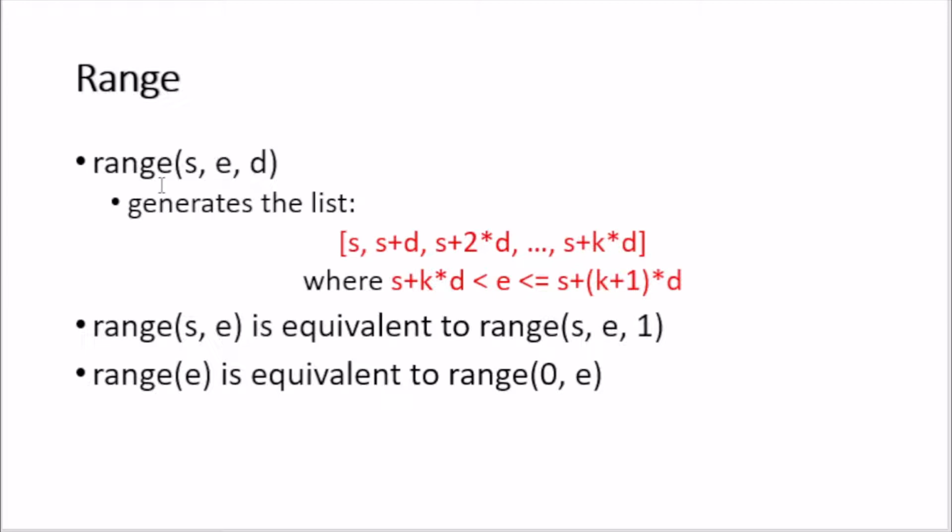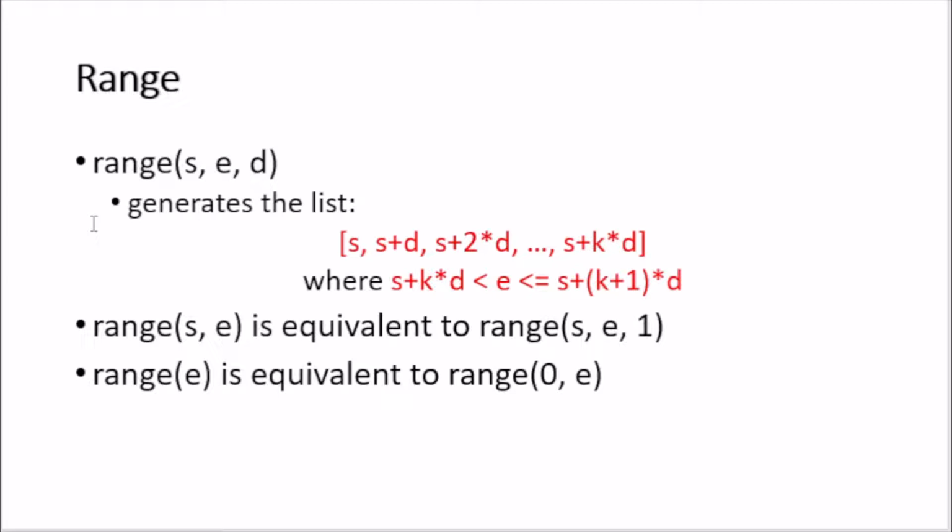For example, here I have written range s comma e comma d. So this is going to generate a list s, s plus d, s plus 2 into d, and so on up to s plus k into d, where s plus k into d is either less than e or less than equals to s plus k plus 1 into d. So here s indicates the starting point, e represents the ending point, and d represents how much you want to take into account.